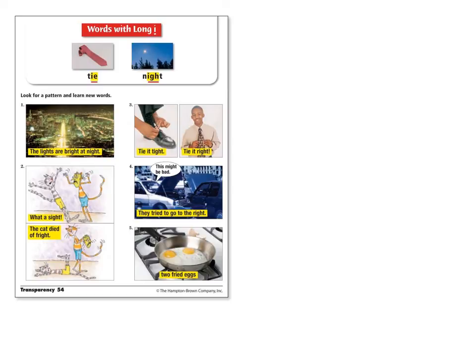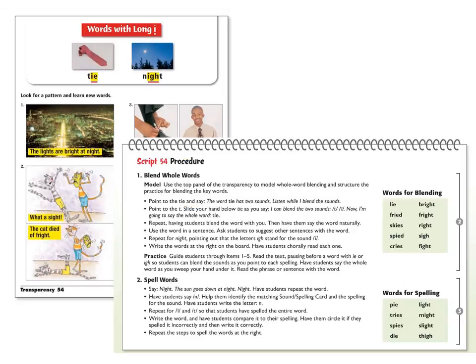After introducing the sound spellings, it's time to blend whole words and spell words using a transparency to model and practice. At the bottom of the page, you see the script to use with this transparency. This same script is also found in your small spiral Teacher Scripts book for easier use at the overhead. Additionally, these transparencies are also available on MyNG Connect.